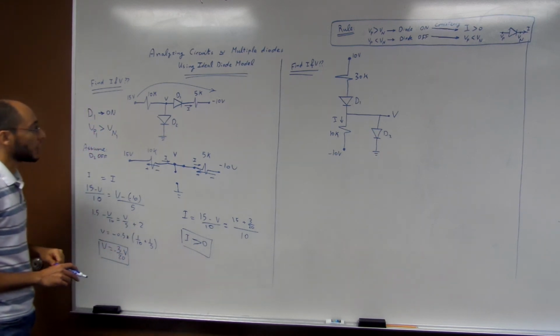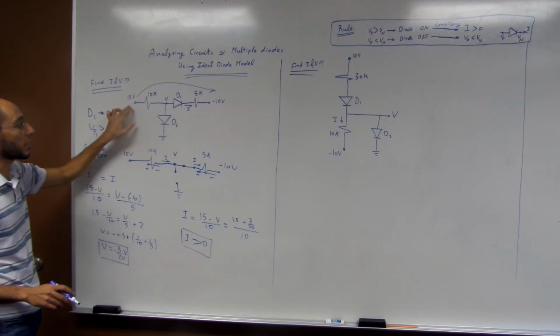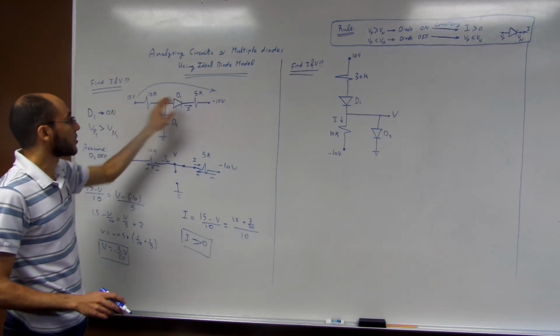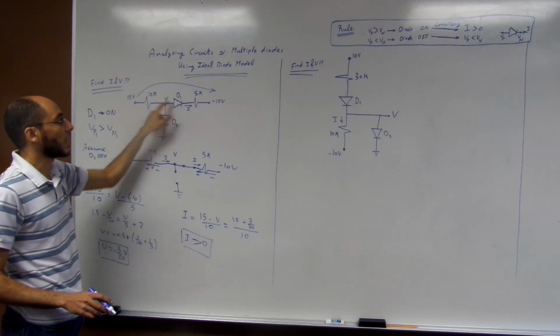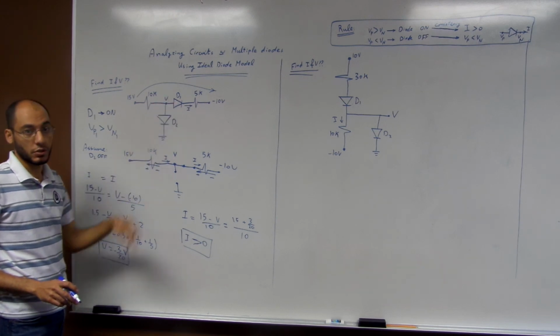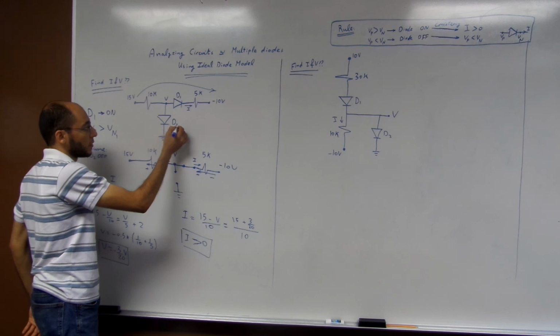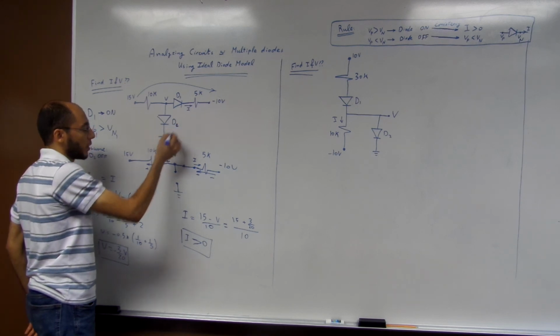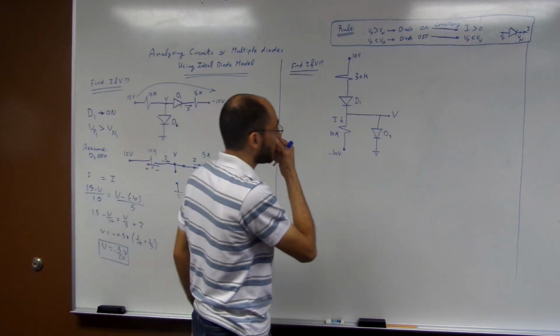So the bottom line is look for the path that has the largest potential difference, and assume that the diode that is in this path is going to be on or off depending on its orientation. Okay, and then the rest of the diodes have to be considered one by one. All right, let's have a look at this other example.